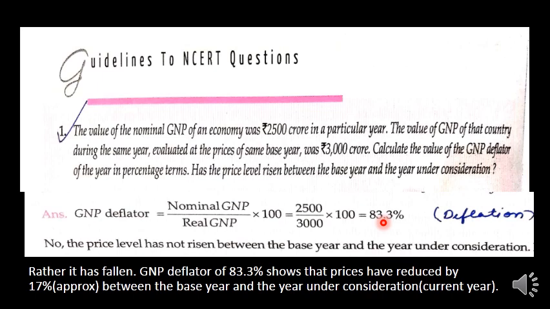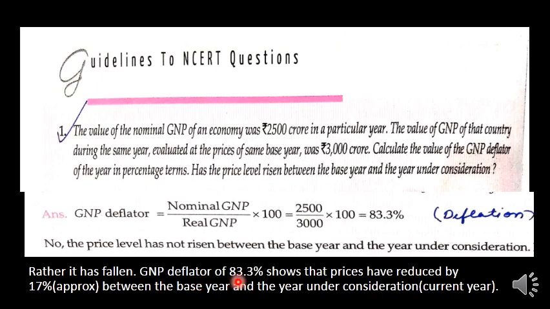So we have 2 years here, the base year and the current year, that is the year of consideration. Between the 2 years, the prices in the current year have fallen, which is shown through the GNP deflator. So the answer will be no, the price level has not risen between the base year and the year under consideration, the current year. Rather, it has fallen.